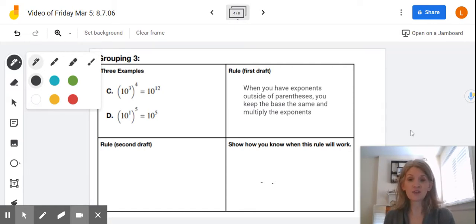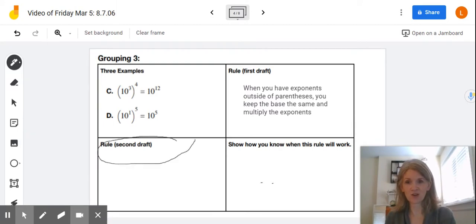What I'd love is for you to write down my words as your first draft and then try rewriting it in your own words for the second draft. Okay, so you can pause it and do that. So why does that work? Here we're going to show with math, with calculations, that this works.